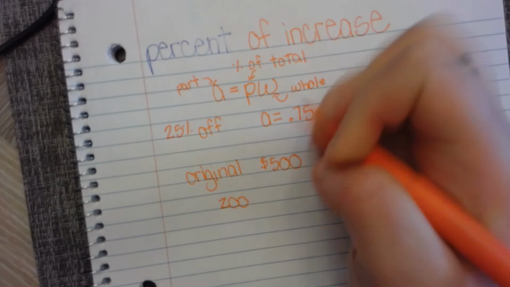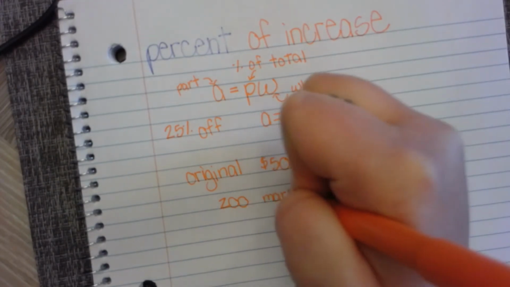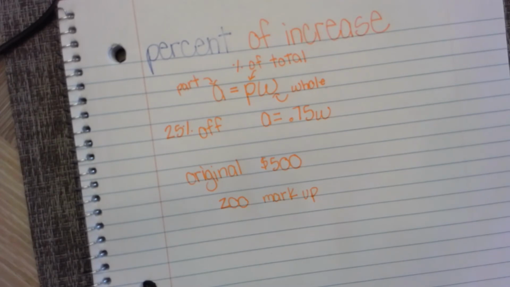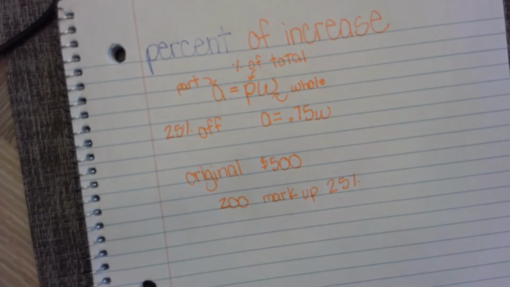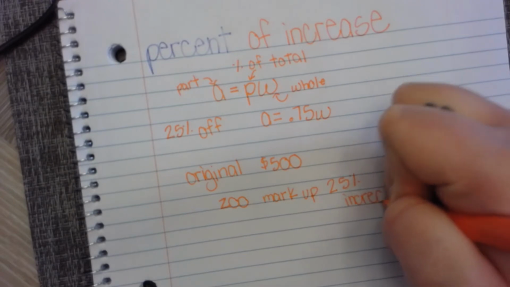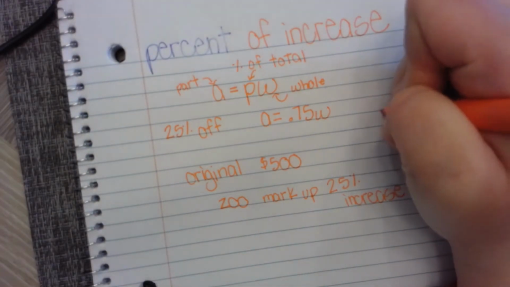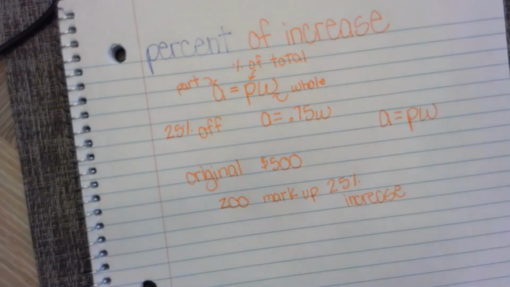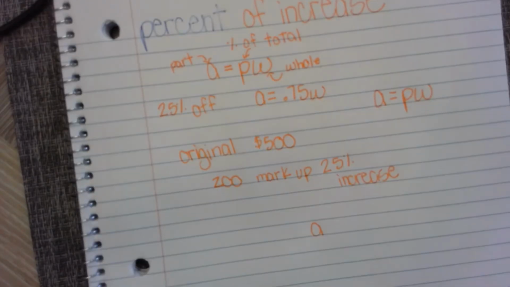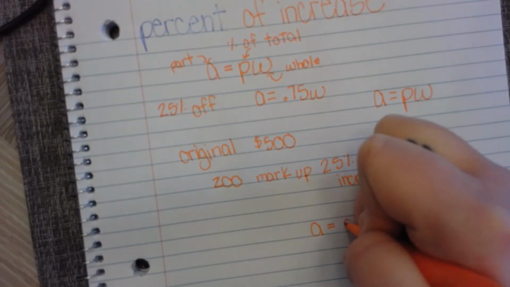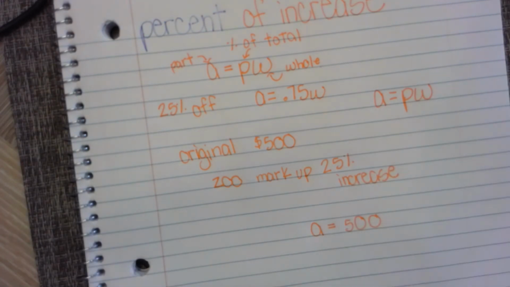I am going to mark up or have an increase. I am going to mark up the price that I paid by 25%. So I am going to have a 25% increase. I still am using my A equals PW proportion. My original is the whole, like the amount that I paid for the giraffe. So we do not know the part, but we do know that my whole is 500. And we also need to do our percentage.